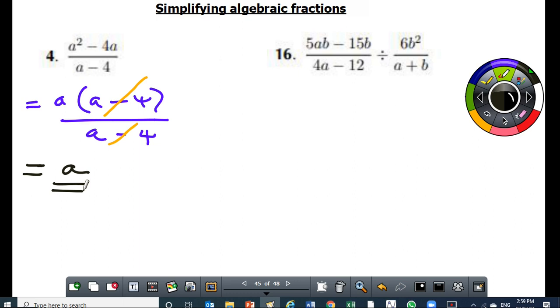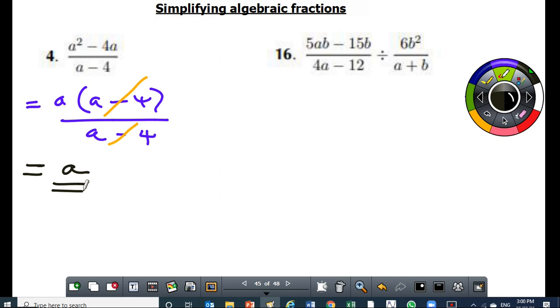The numerator, we have got a squared as the first term, minus 4a as the second term. I don't want you to confuse a difference of 2 squares with this question. It's not a difference of 2 squares. 4a is not a perfect square. If it was 4a squared, then it would become a perfect square. It's only 4a. So don't try to factorize this by a difference of 2 squares. Of course, the coefficient is a perfect square, but the variable is not. So factorize by a common factor.